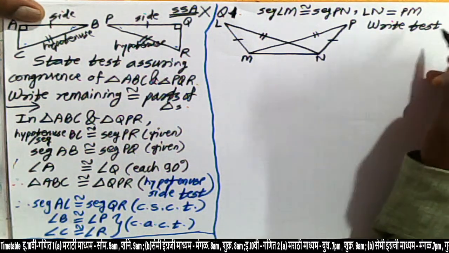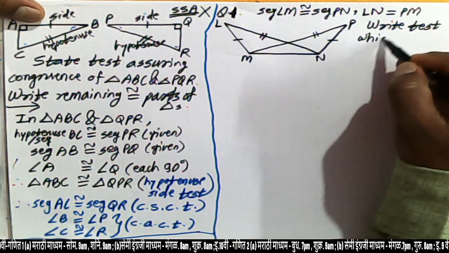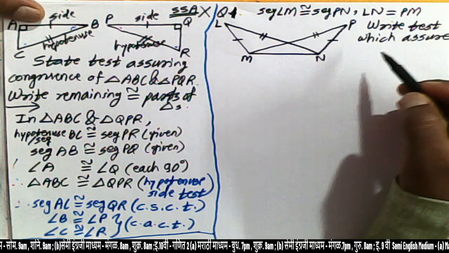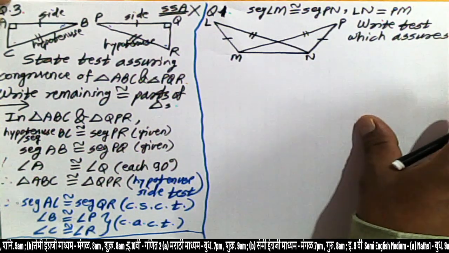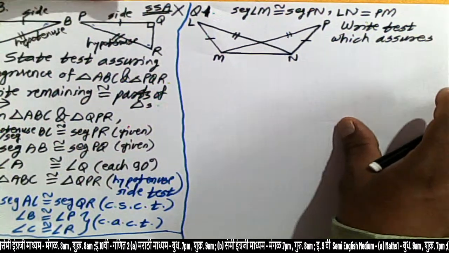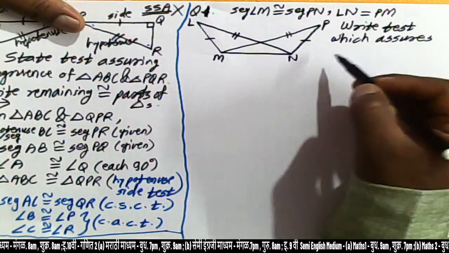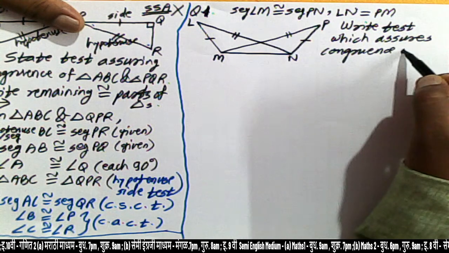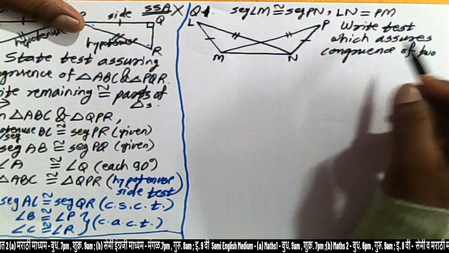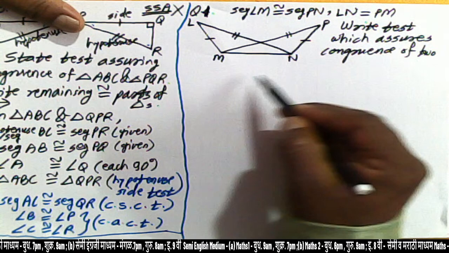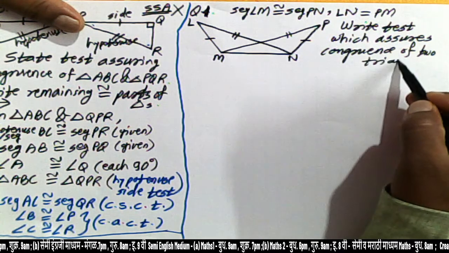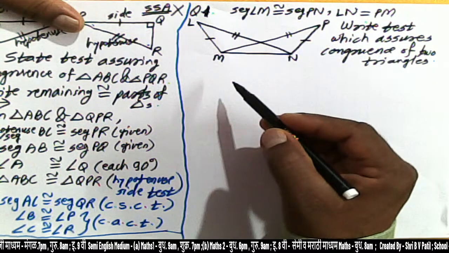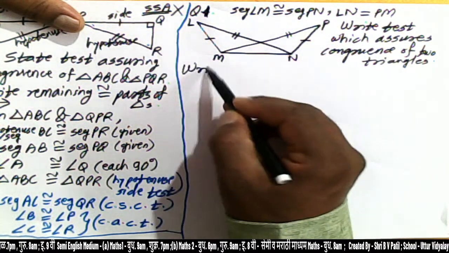which assures congruence of two triangles. Write their remaining congruent parts.